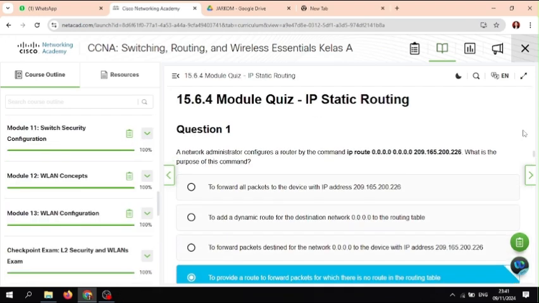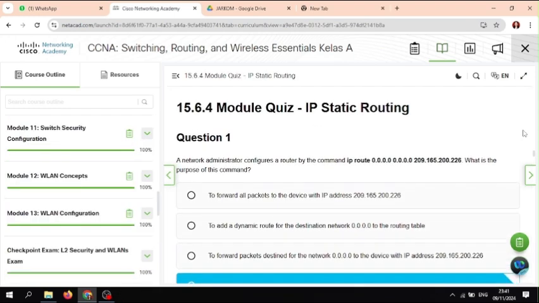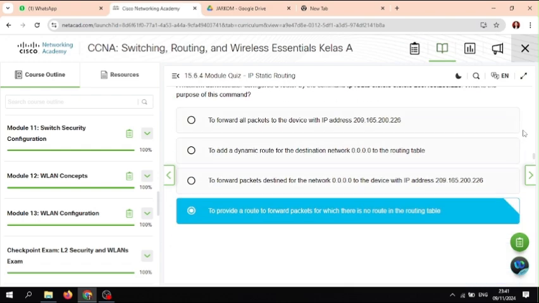Next, selanjutnya ada quiz. A network administrator configures a router by the command ip route 0.0.0.0. What is the purpose of this command? To provide a route to forward packets for which there is no route in the routing table.